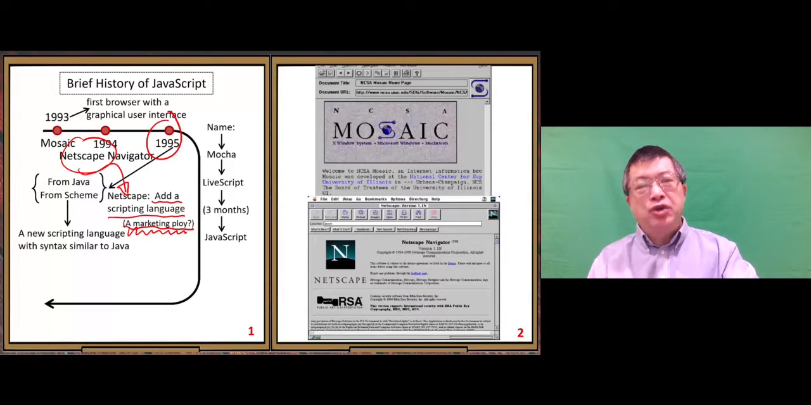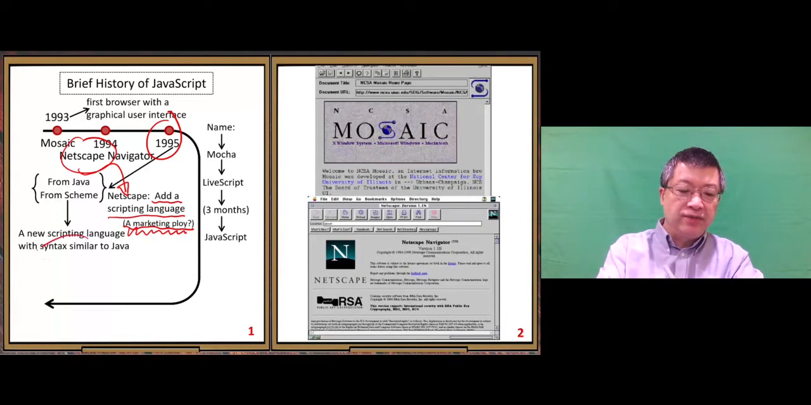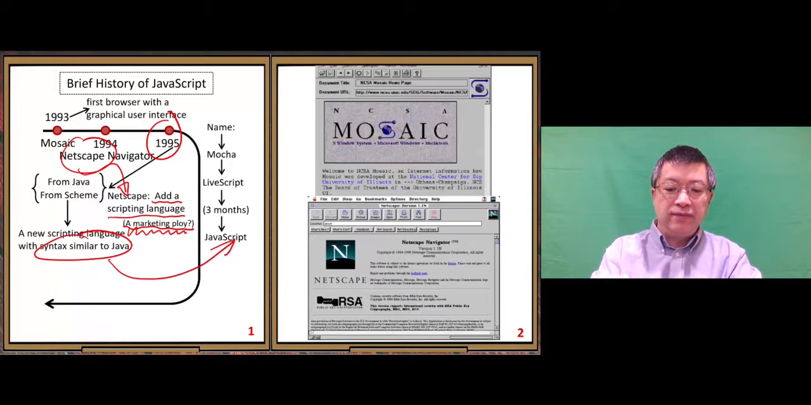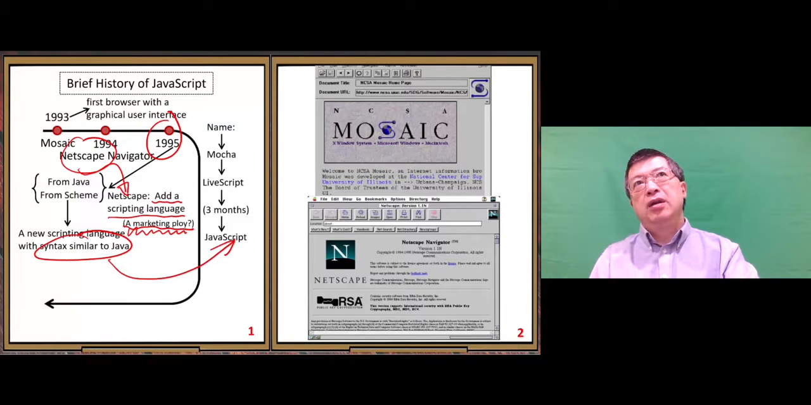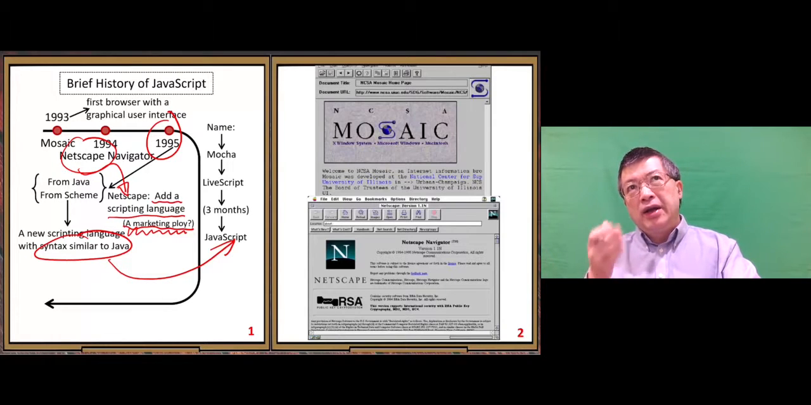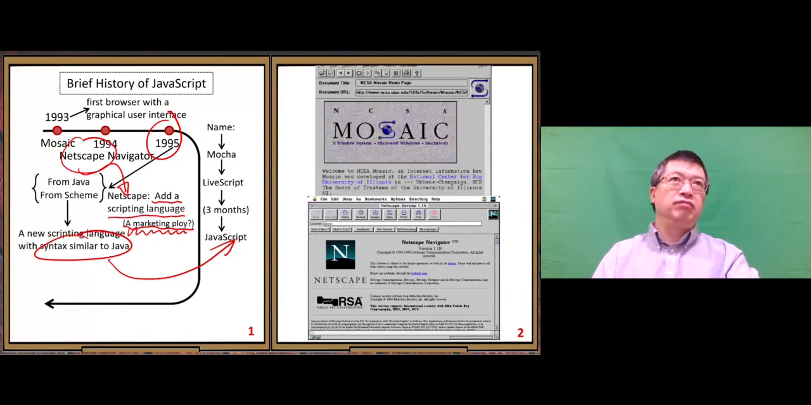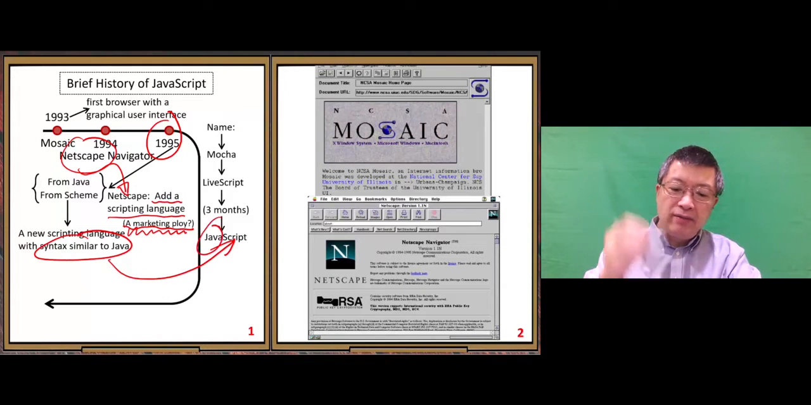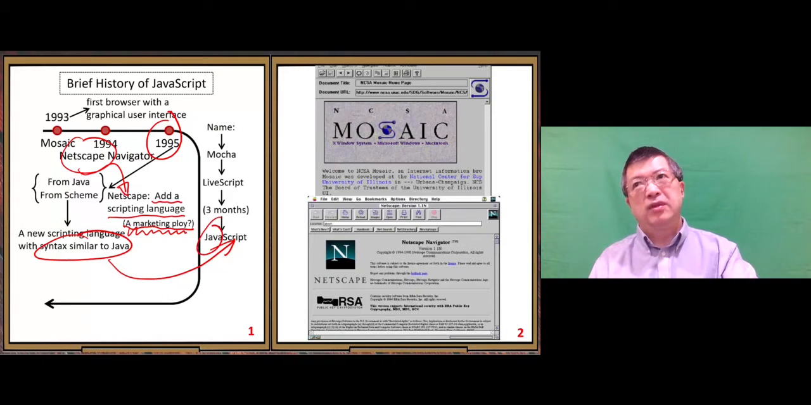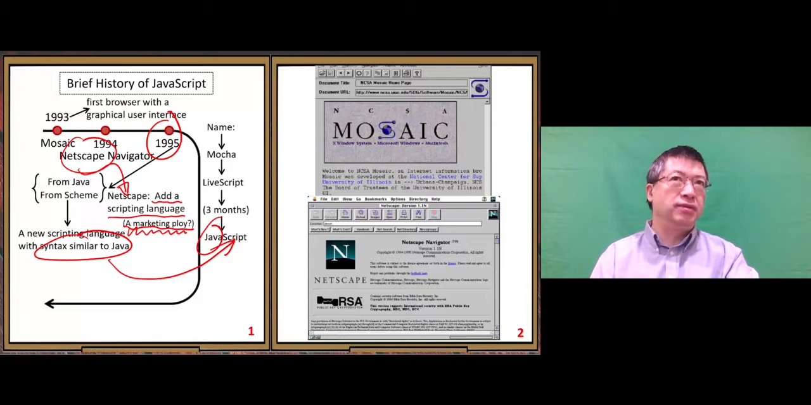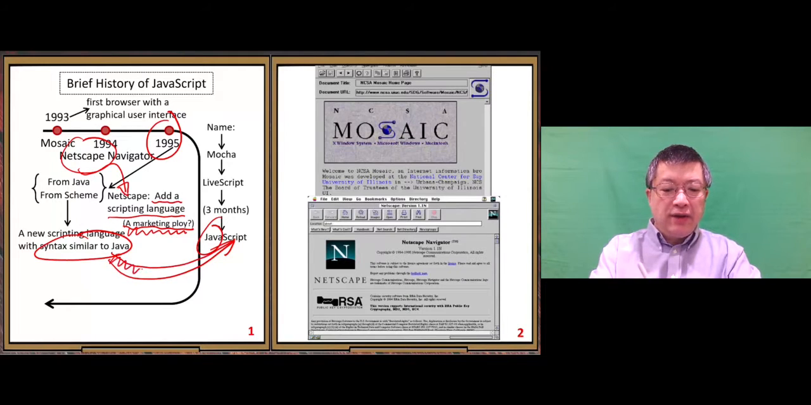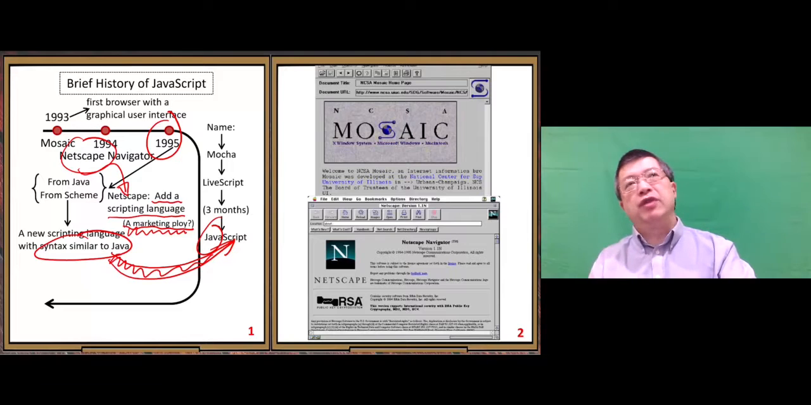It is a natural name, and because of this natural name, it could get a lot of attention through this Java term. So that's by accident. At that time, the reason was that they borrowed a lot of features from Java.